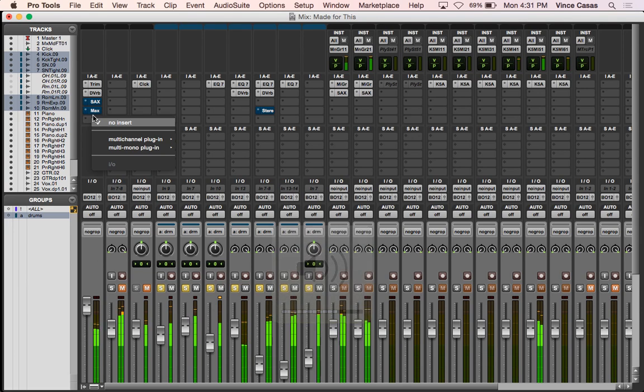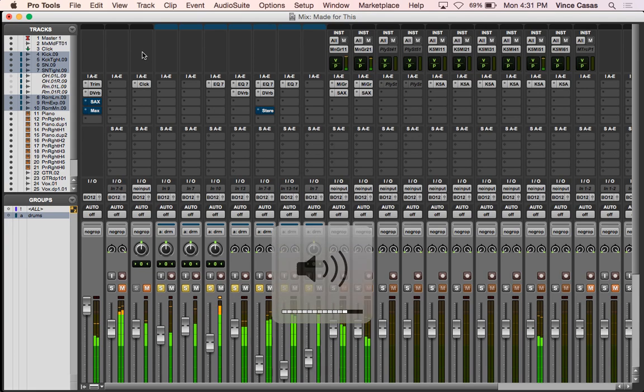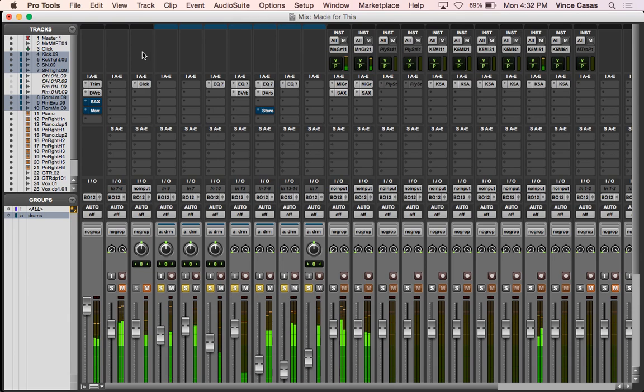This is run through a vintage compressor, so it's more aggressive. It's not as clean, but the kind of sound I was using for this was a little more roomy.